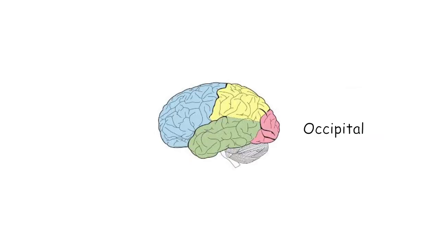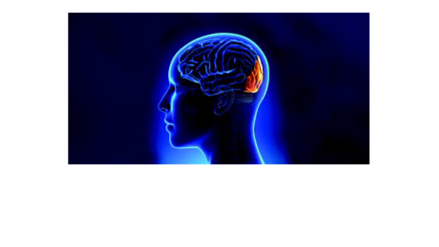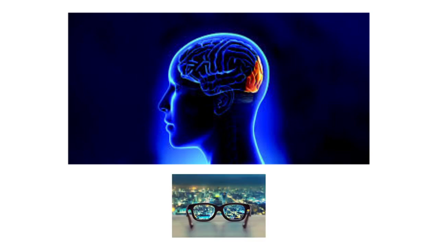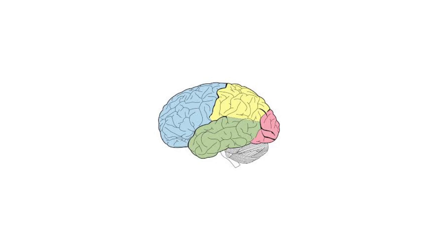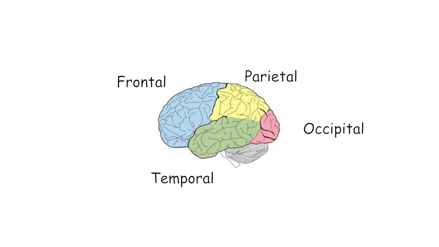The final lobe of the brain is the occipital lobe. The occipital lobe is in the very back of the brain. It is responsible for processing vision. Once more, these are all 4 of the lobes of the brain: frontal lobe, temporal lobe, parietal lobe, and the occipital lobe.